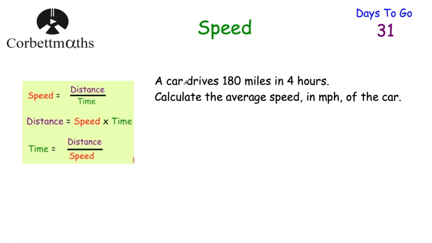Okay, let's have a look at our first question. Our first question says, a car drives 180 miles in 4 hours. Calculate the average speed in miles per hour of the car. Feel free to press pause now to work out this question.